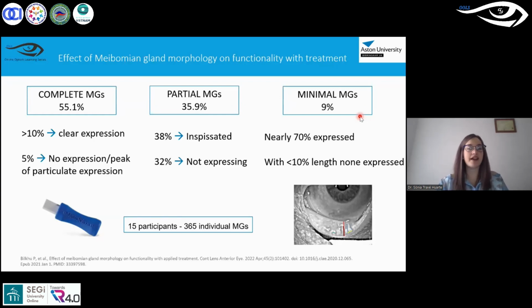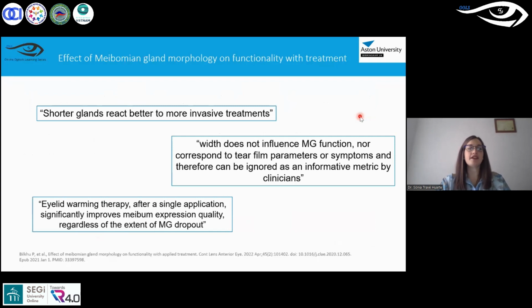Also, we have to bear in mind that not all the glands will express at the same time, so they need time to sort of get those oils back. So things that we know from that study is that the shorter glands react better to more invasive treatments. The width of the glands, when we look at meibography, does not influence the function or correspond with tear film parameters, and that the eyelid warming therapy, such as a warm mask, significantly improves the quality. So that's at least the main thing that we need to do.